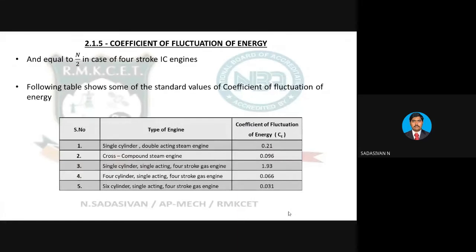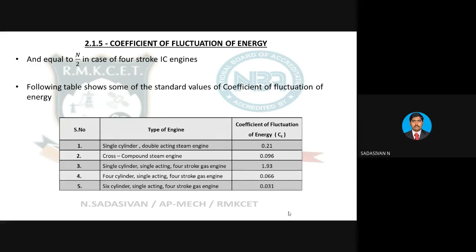So, some standard values of coefficient of fluctuation of energy. You don't have to memorize this by heart; it is given just for your knowledge. Single cylinder double acting steam engine, variation in power is 21%. Okay, it is not 0.21. 21% of energy will fluctuate about the mean torque. So within one revolution of your wheel, 20% of energy will be fluctuating.